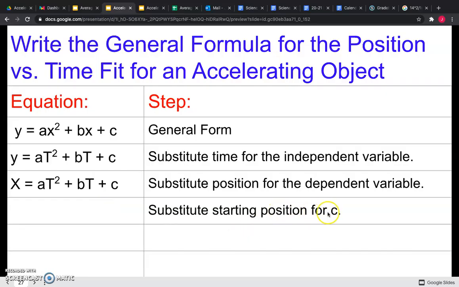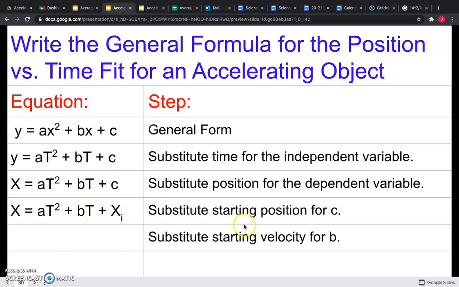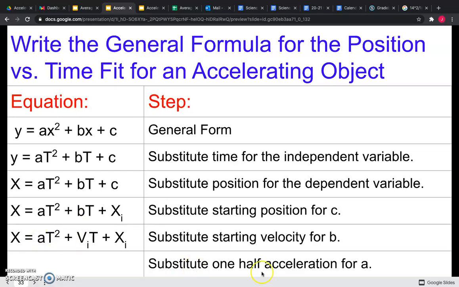Next, I'm going to substitute the starting position for c. So remember, x is position. If I want to call it starting position, I put in xi. So instead of c, I've put in xi. Substitute starting velocity for b. So velocity is v. Starting velocity would be vi. Remember, the i stands for initial, so this is the initial position. This is the initial velocity. And then a is 1/2 of the acceleration. So I'm going to substitute in 1/2 of the acceleration for a.